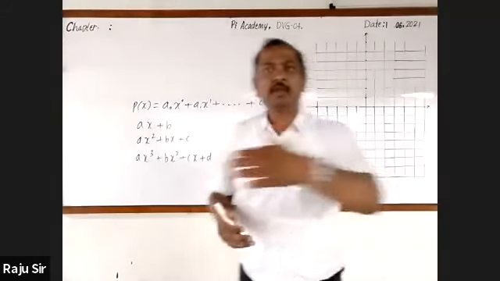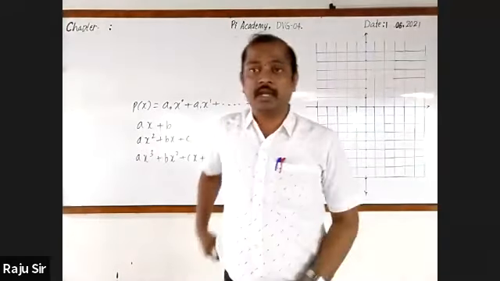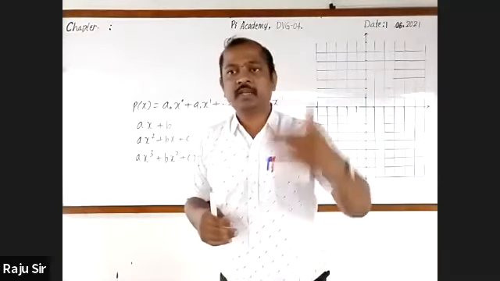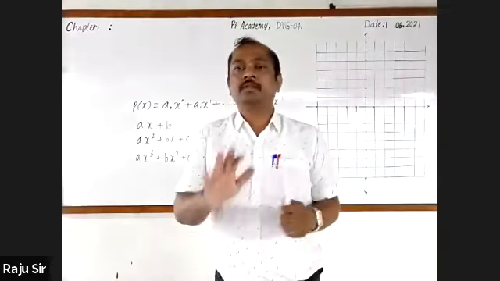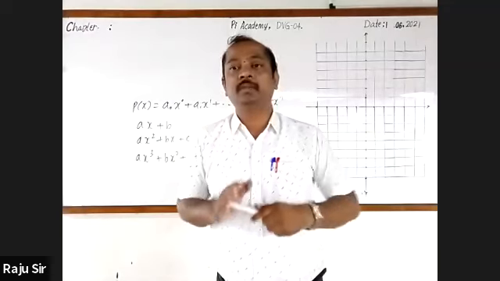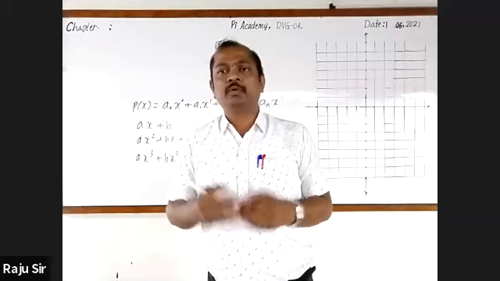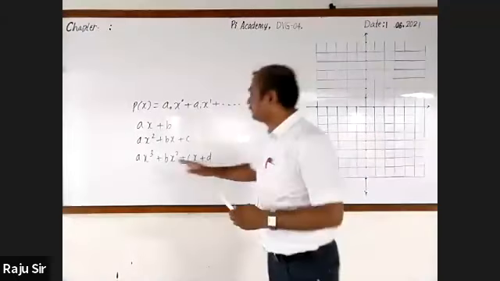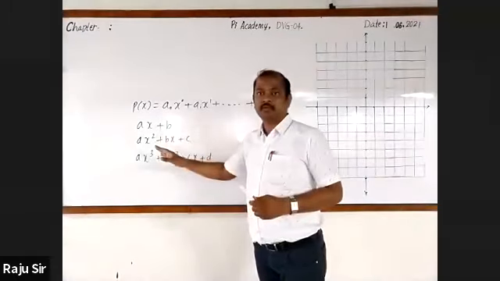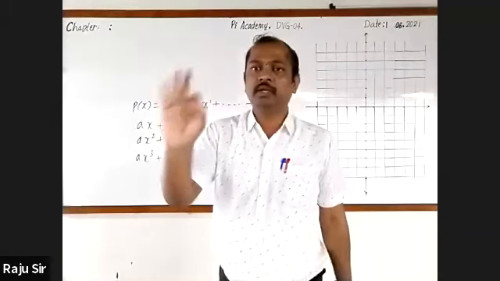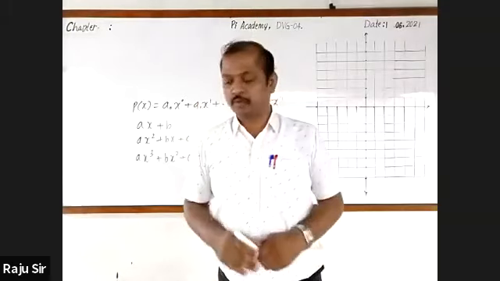Then similarly, the further ones are biquadratic, then quintic, hexic, like this. In general, we say that there are multinomials. So from the examination point of view, we may expect up to biquadratic, that is a polynomial of degree 4, up to there. Degree 1, degree 2, degree 3, and degree 4.